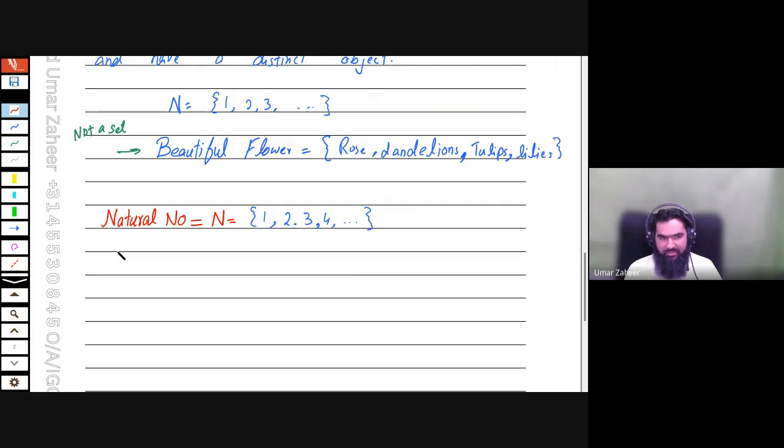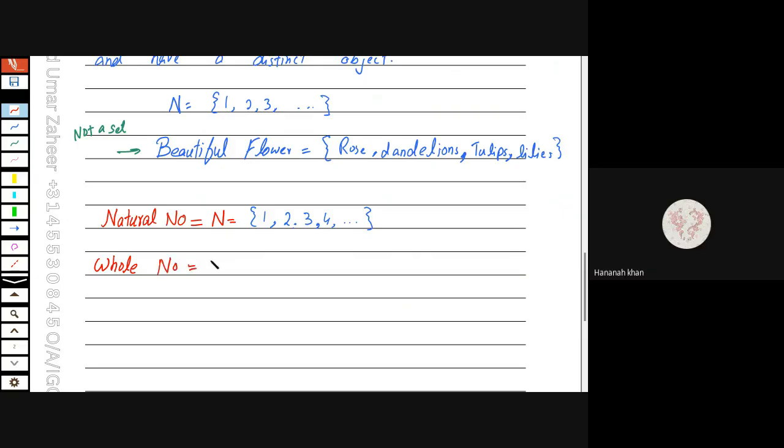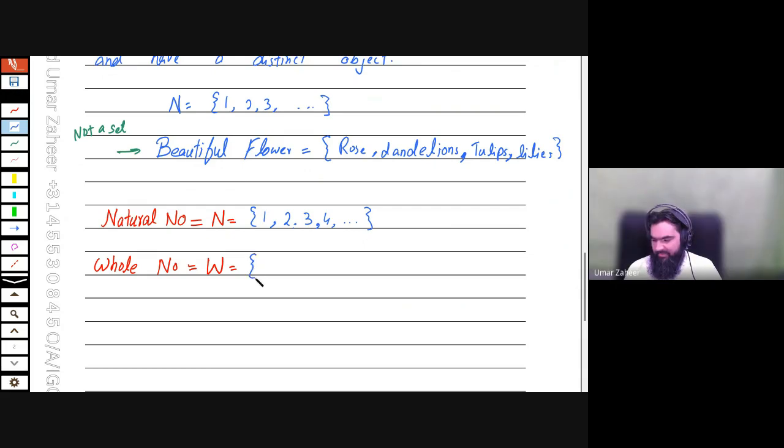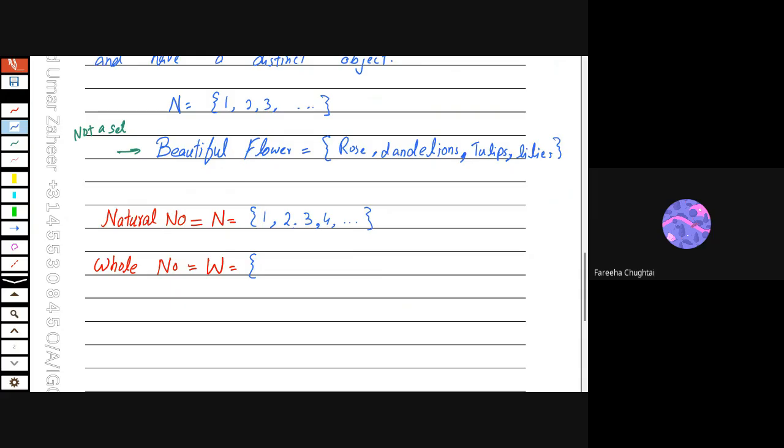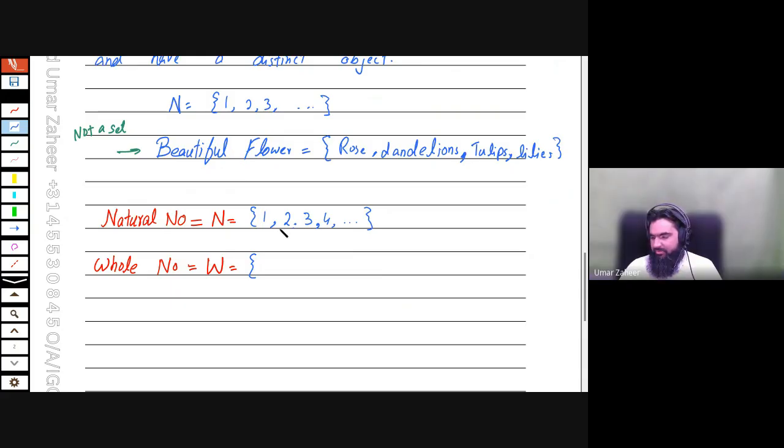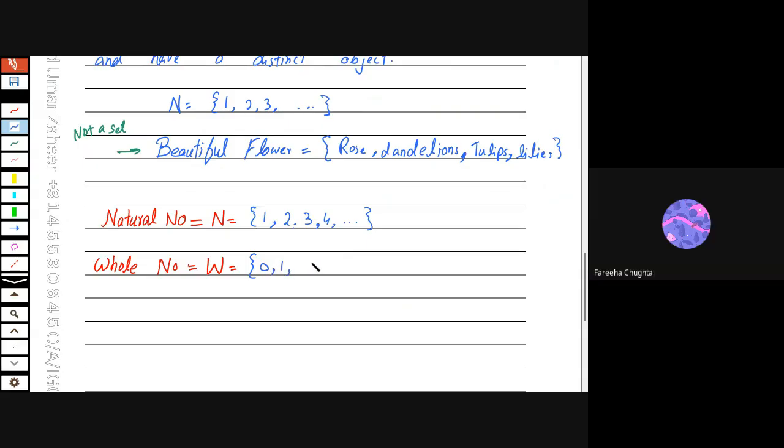Yes, Hanana, you are telling me about whole numbers. Whole numbers are numbers that aren't in fraction form. It's a complete number like 1, 2, 3, and zero as well. In this one, just zero is included. If you add zero to the natural number set, it becomes the whole number set.